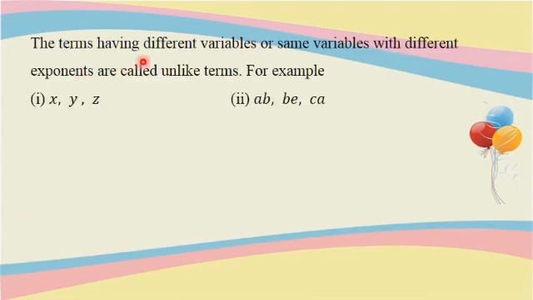Terms having different variables, or the same variables with different exponents, are called unlike terms. For example, x, y and z. They are different variables and they are unlike terms. In the second example, ab, bc and ca. They are also unlike terms.